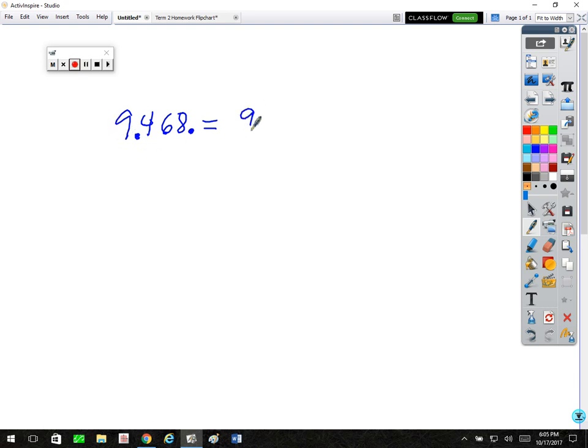Okay, so now 9.468. Remember, my base is always going to be 10. All right, and since this number is bigger than 1, my exponent is going to be positive. So let's just count. How far is it from this decimal? 1, 2, 3. So 9.468 times 10 to the third power.